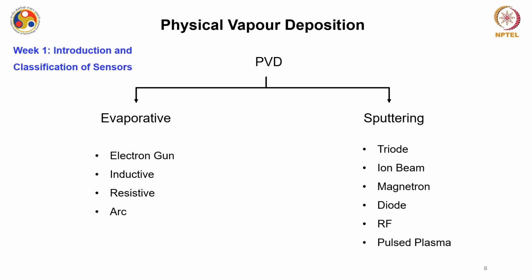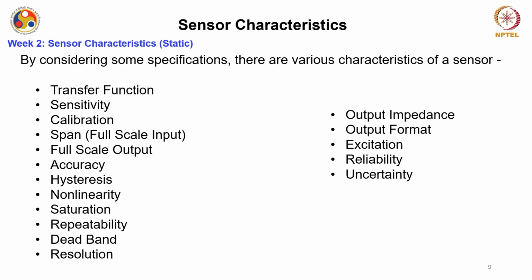In evaporative, we have seen thermal evaporation based, electron gun based, inductive, resistive and arc based evaporation, and in sputtering we have started with the triode, and then we talked about ion beam sputtering, magnetron, diode, RF and plasma, pulse plasma kind of sputtering system. Then we jumped into week 2 or module 2, where we talked about sensor characteristics.